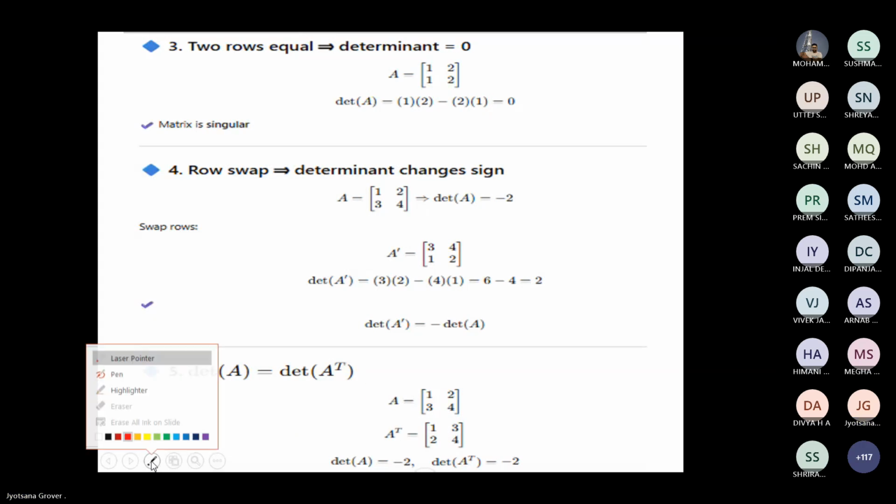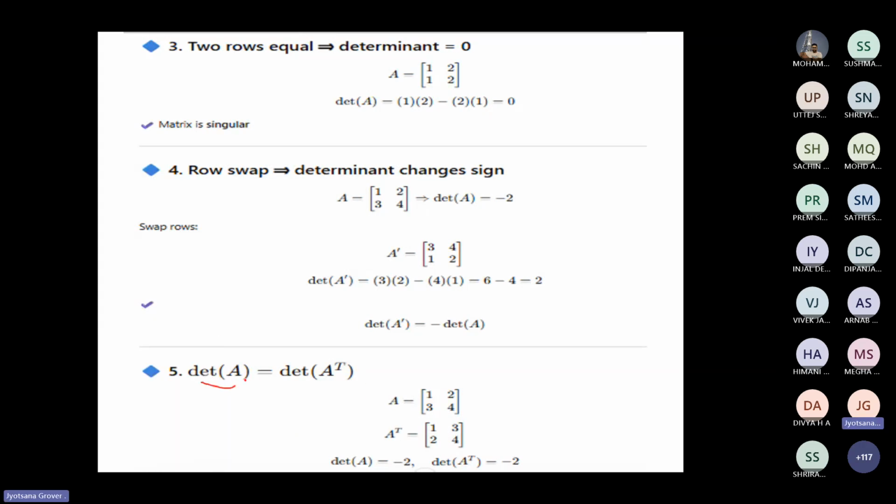Okay. All right, now we say that the determinant of a matrix is the same as the determinant of its transpose. It's valid for any n cross n matrix, whether it's 3 cross 3, 4 cross 4, 5 cross 5, or 100 cross 100. So if A is a matrix, its determinant is going to be the same as its transpose. Transpose means the first row becomes your first column, the second row becomes your second column, and the nth row becomes the nth column.